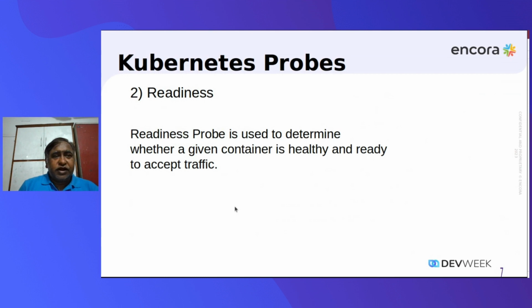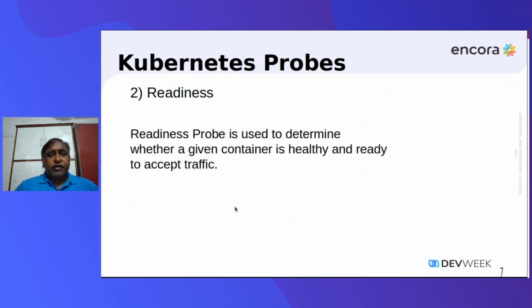Next probe is the readiness probe. So readiness probe is used to determine whether a given container is healthy and ready to accept the traffic. For example, you deployed a web service, and there is an issue inside the web service, and it is not able to, let's say, do some processing or connect to the database. In those cases, it is going to return false, and it will tell Kubernetes that this readiness probe is not ready, and it should not allow the outside request or traffic to come to the pod.